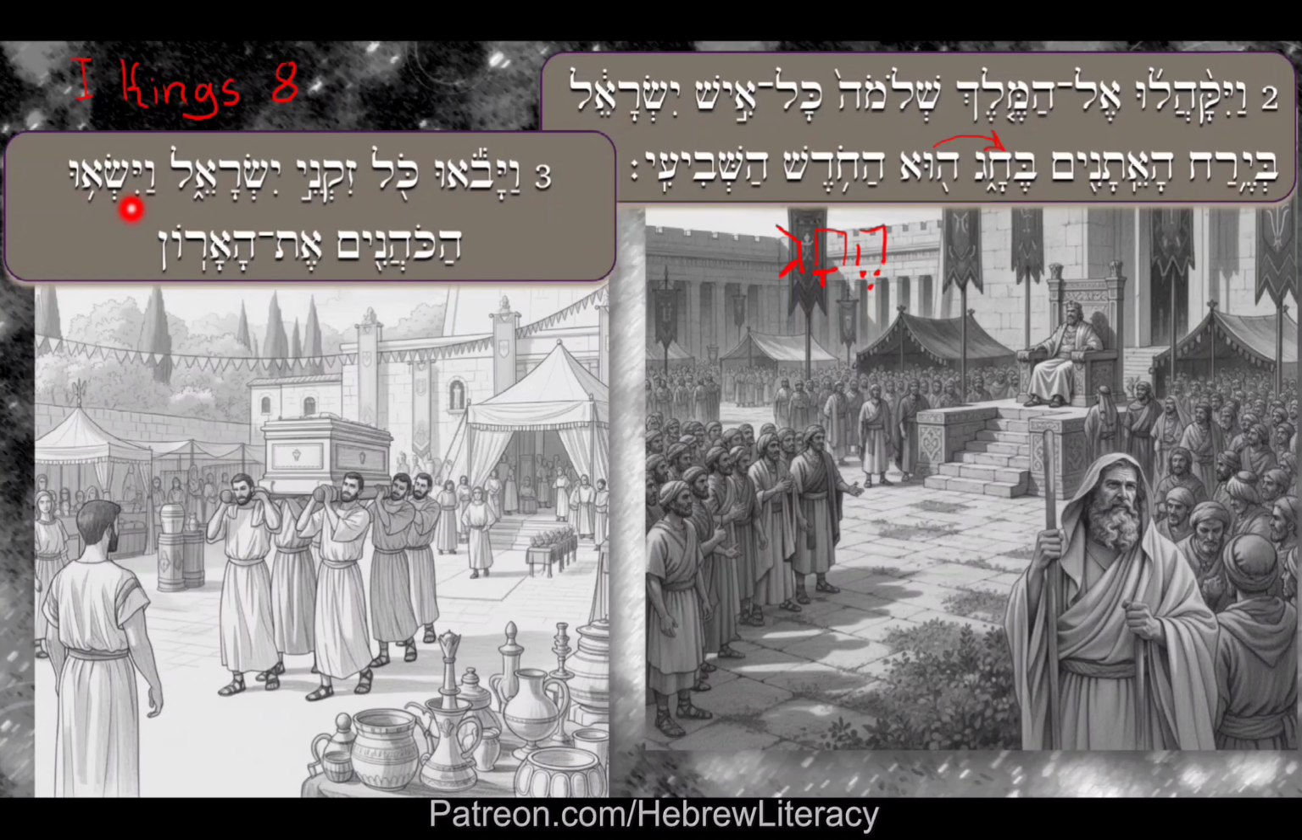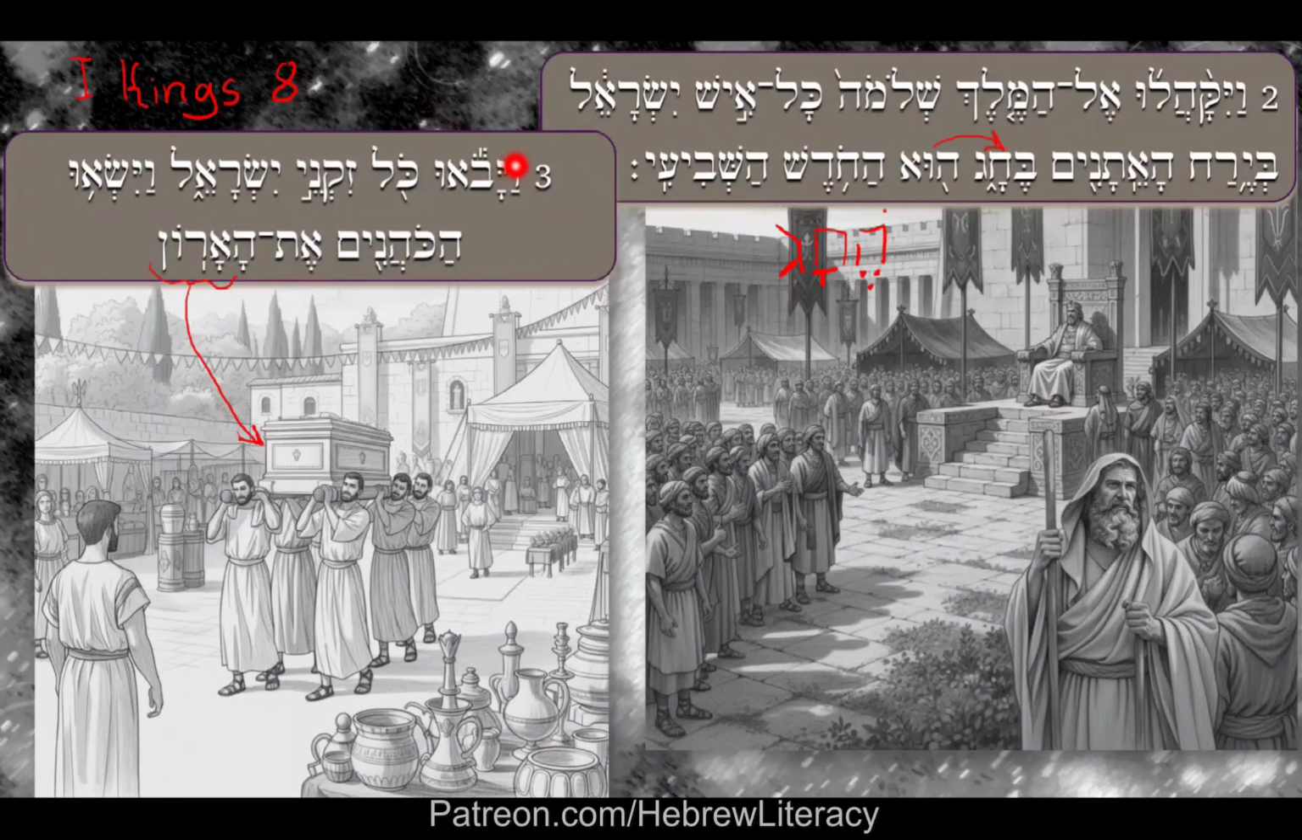Vayiseu, and they nasad. We're missing the noon there. They carried. Who carried? HaKohanim, the priests. So, and the priests carried et ha'aron, the aron. What's the aron? This is the aron, the chest of the ark of the covenant. I've got a song about that over on, well, for certain Patreon levels.